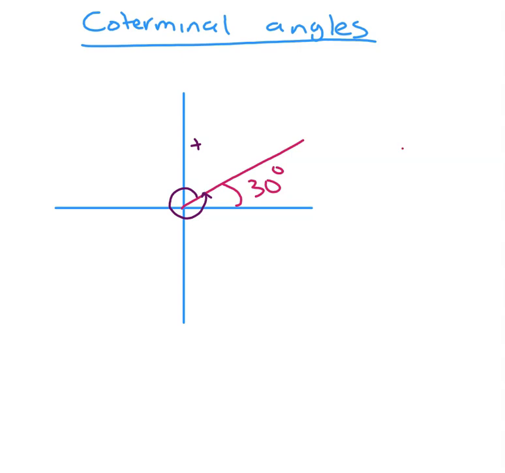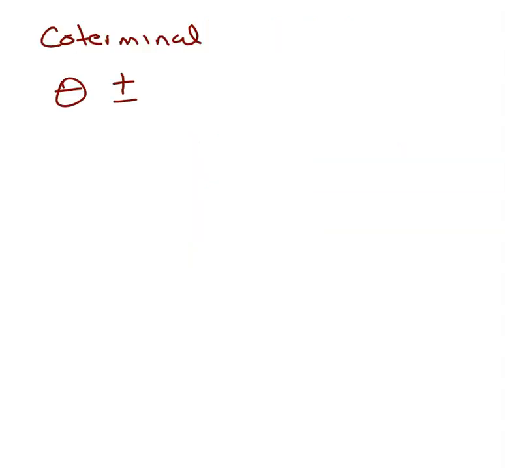This is for positive coterminals. And then in the opposite direction, if I went this way and came all the way back here, these will be negative coterminal angles. Okay, so what's the general rule for coterminal angles? The coterminal angle for a given angle is going to be the angle plus or minus 360 degrees, or the angle plus or minus 2 pi.